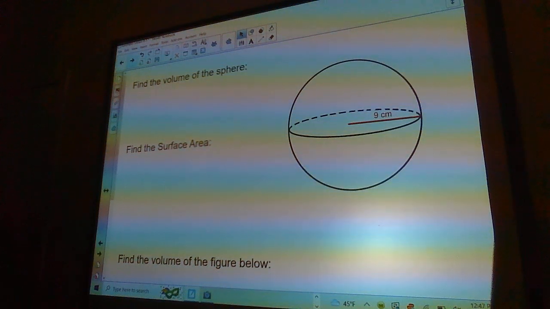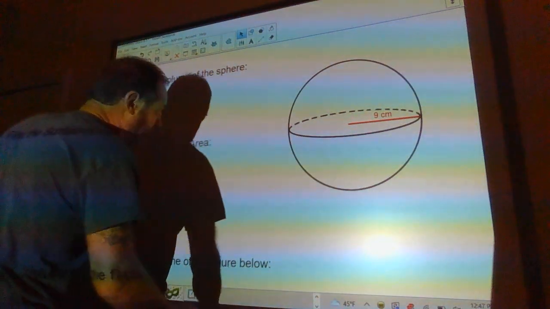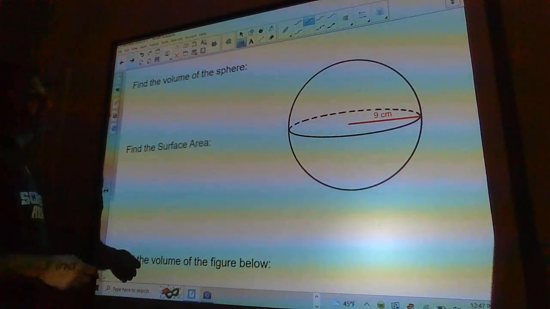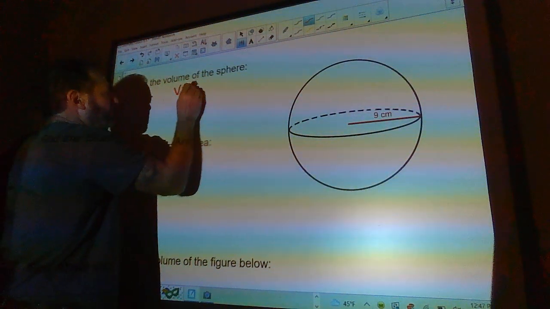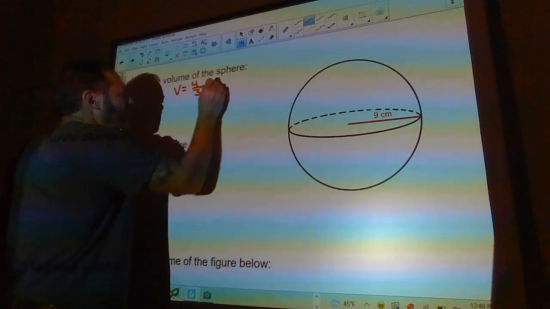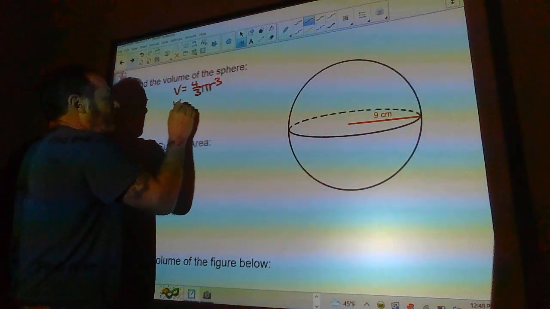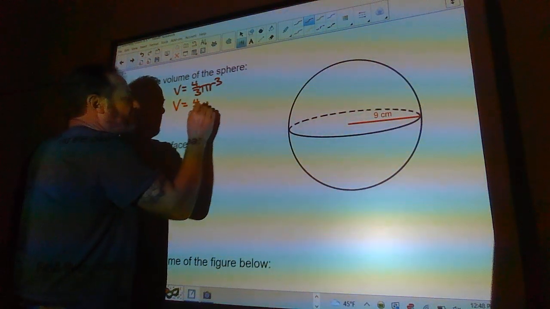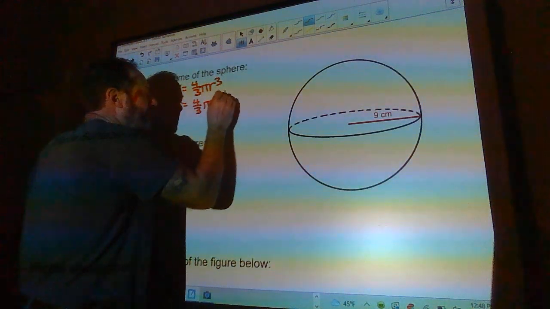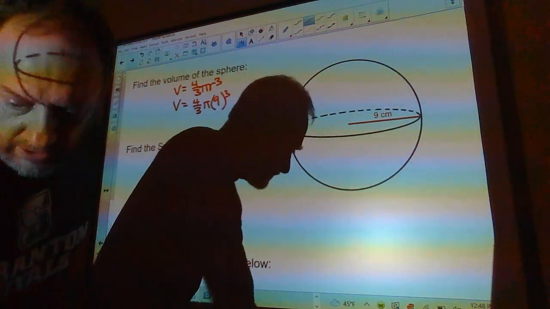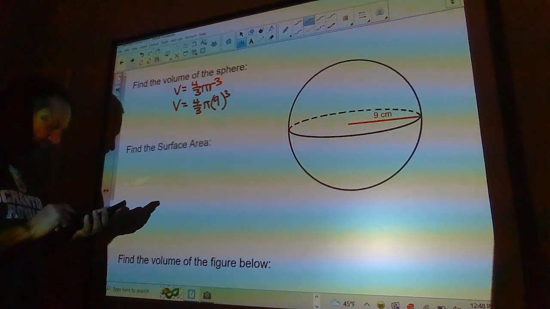Okay, now we're going to go ahead and use the formula, which is actually much easier to do than proving it. Okay, so find the volume of the sphere. Well, volume is 4/3 pi r cubed. Remember, we always write down our formula, and the radius is 9 in this case. So let's see, 9 cubed, that's 729, I believe.